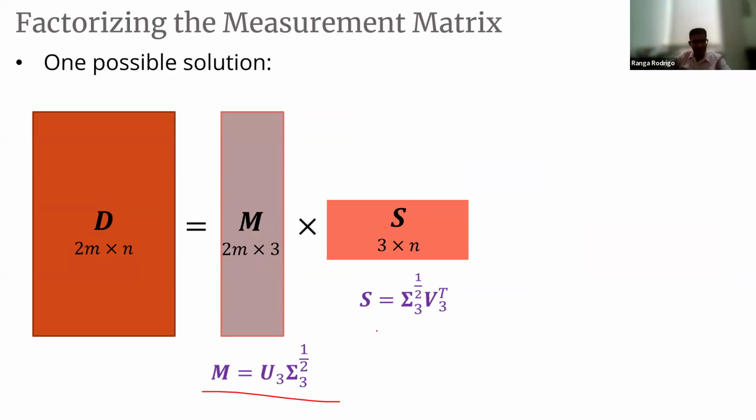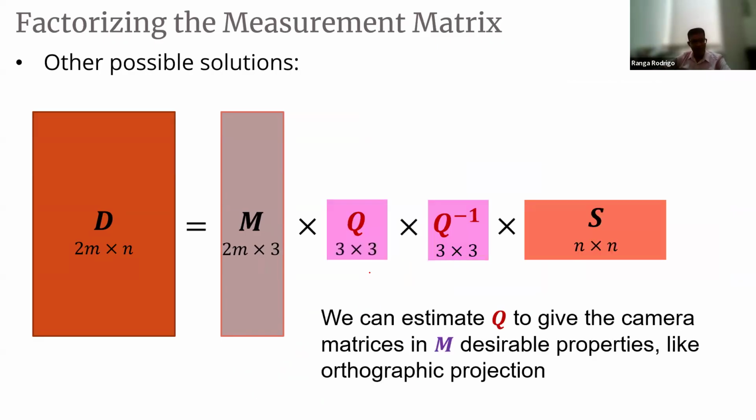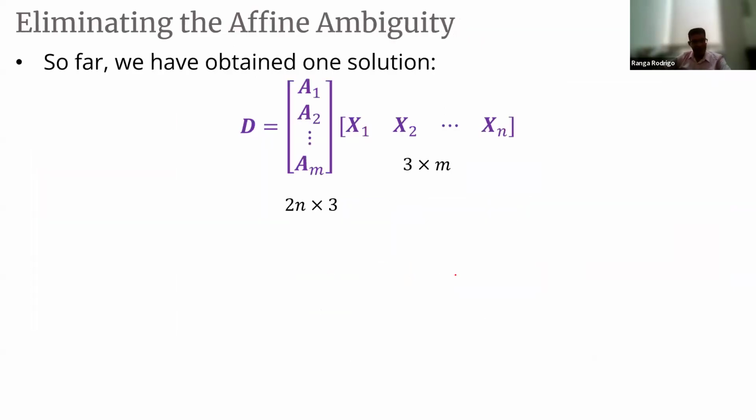So if we do this decomposition, one possible solution is... there are other solutions also. So you can have Q and Q inverse. Remember the ambiguity that we talked about. It can be there. So far we have obtained one solution, D equals 2n by 3 and 3 by m.